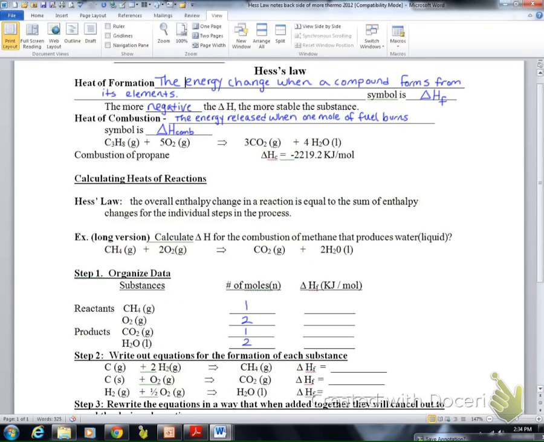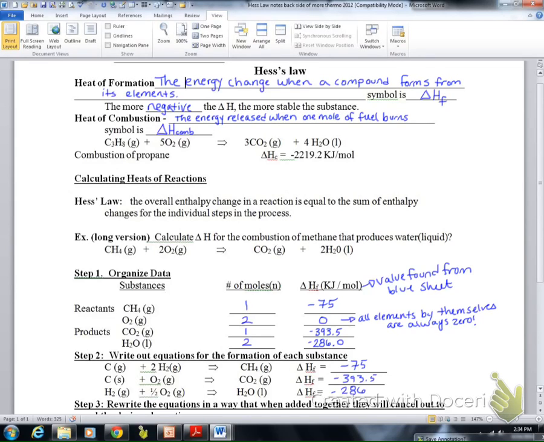So we've got our substances here, and we're going to identify the number of moles in the compound based on the coefficient, and then what we're going to do is figure out our change in H values, our change in heat of formation values from our blue sheet. So we know that CH4 is a negative 75, oxygen is 0 because all elements by themselves are always 0. Carbon dioxide is negative 393.5, and then liquid water is negative 286.0. So we've identified our heat of formation values.